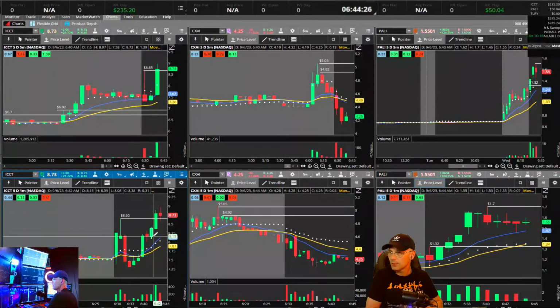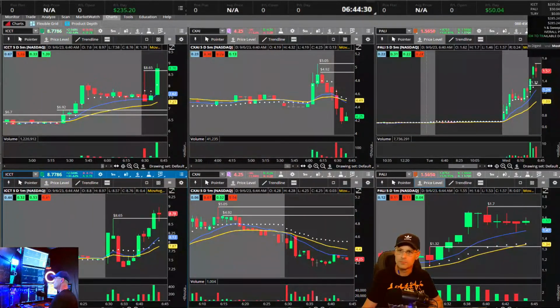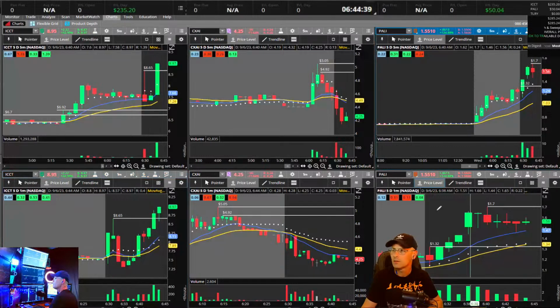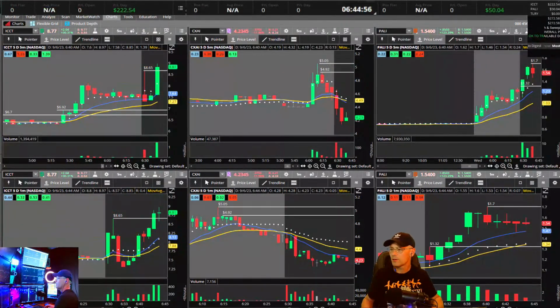So I'm just scalp trading this basically. Nice pullback to the EMA over here. That 5-minute candle is going to close in about 15 seconds. Let's see if on ICCT we get the breakthrough 9 here. No, I was looking for it quicker than that.